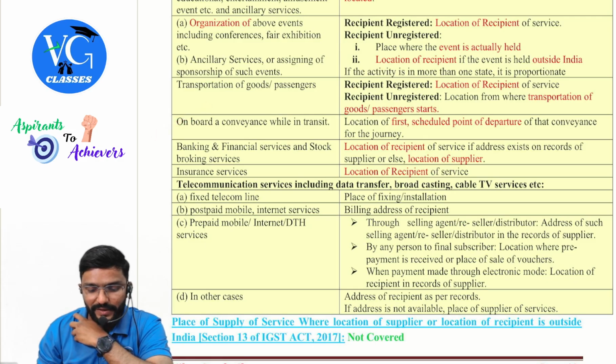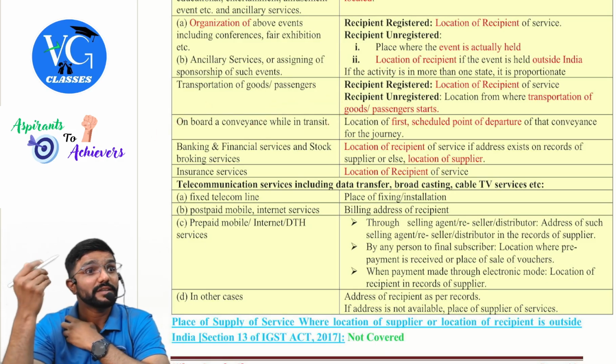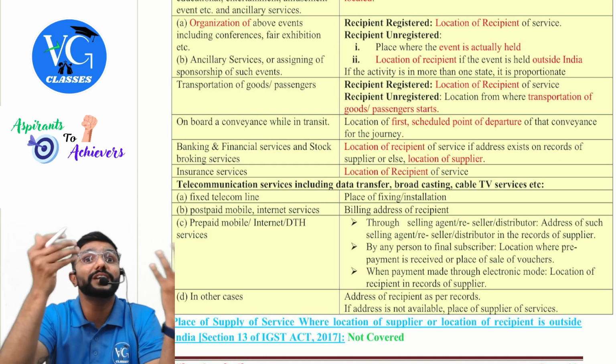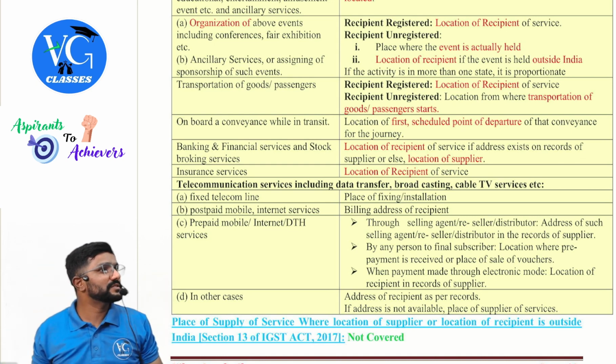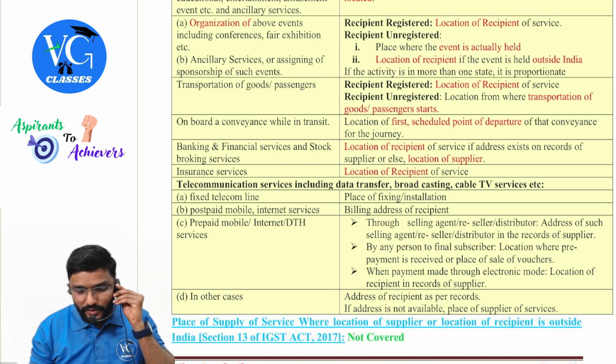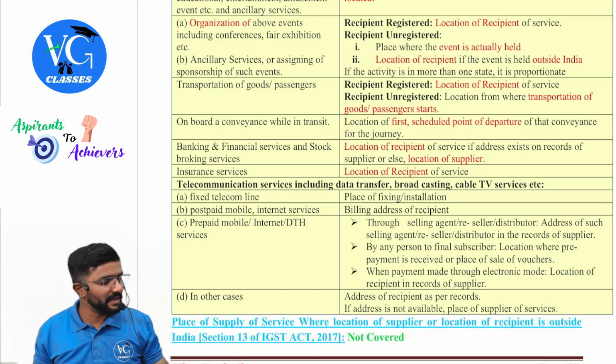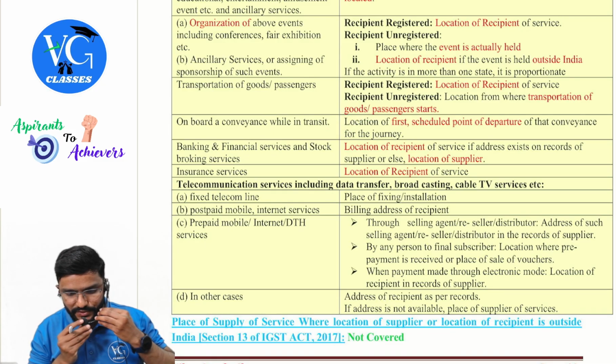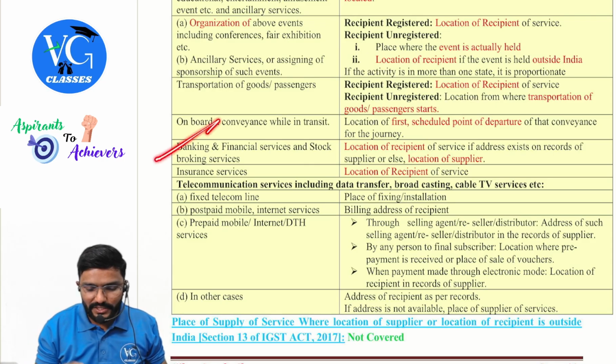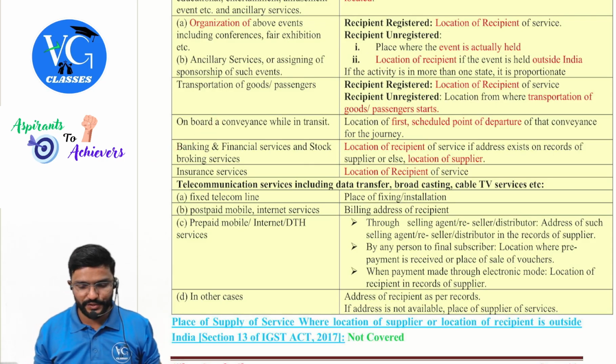Next, onboard a conveyance while in transit. Goods we already saw. Onboard a conveyance, when service is given, in that case the place of supply is the location of the first scheduled point of departure of that conveyance for the journey, guys.